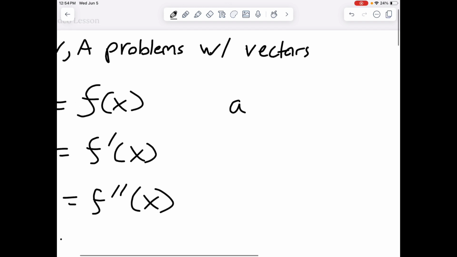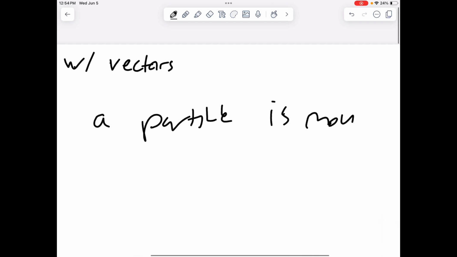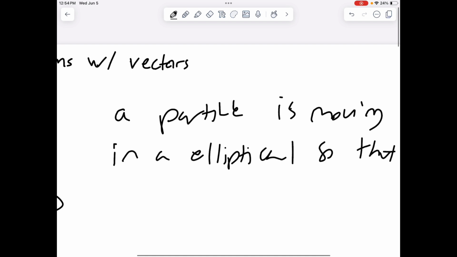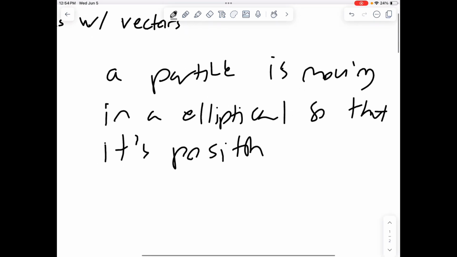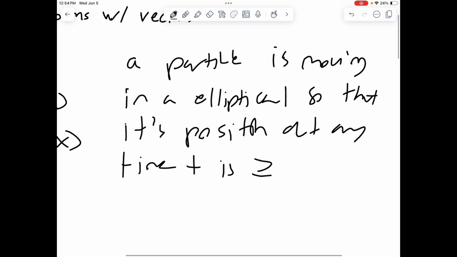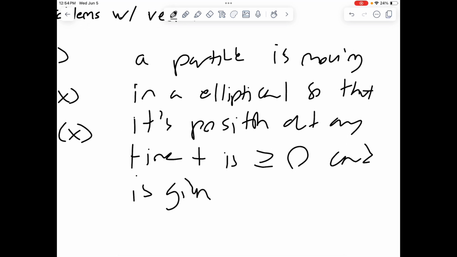Let's say a particle is moving in an elliptical path so that its position at any time t greater than or equal to 0 is given by 2 sine t, 3 cosine t.